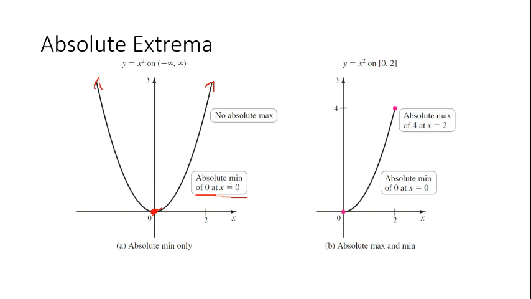Now, because this graph does increase forever and ever without bound, on both sides the graph approaches infinity as x gets bigger and bigger. There is no absolute maximum.